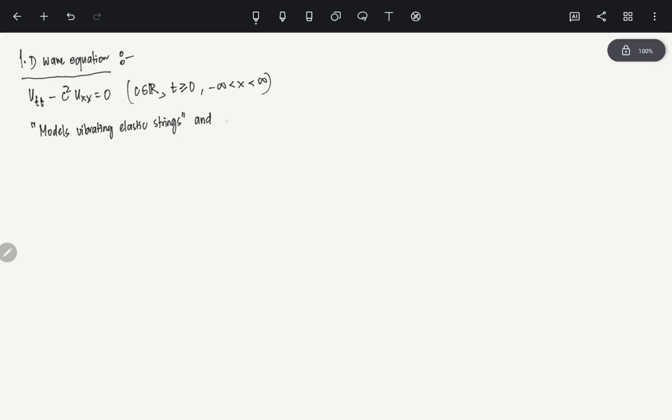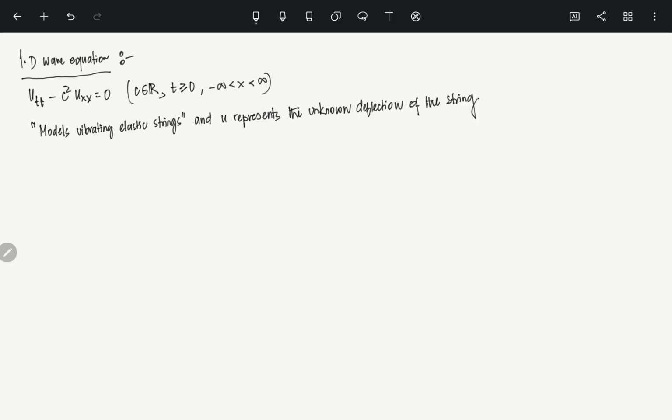So u represents the unknown deflection of the string. That is the deflection of the string. Clear? Okay.